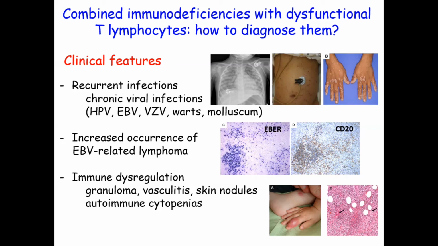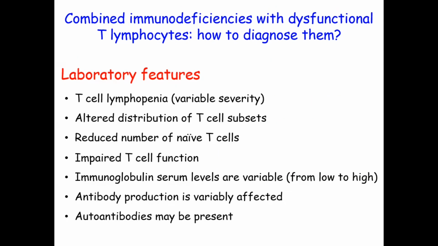What are the clinical features of these? Granuloma, vasculitis, skin nodules, cytopenias. So when you see again an association of these symptoms, that's a good indication that it might be, in fact, a combined immunodeficiency. What is the laboratory telling us? Well, T cell count may be low, but the severity of the T cell lymphopenia can be quite variable. Quite often we do see an altered distribution of T cell subsets: few naive cells, mostly activated memory cells. You have perturbed T cell function.